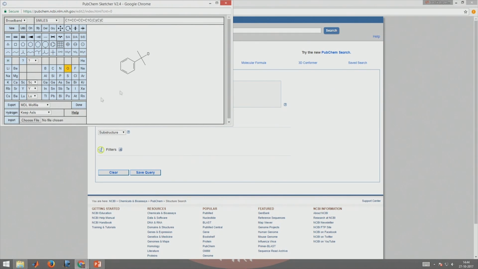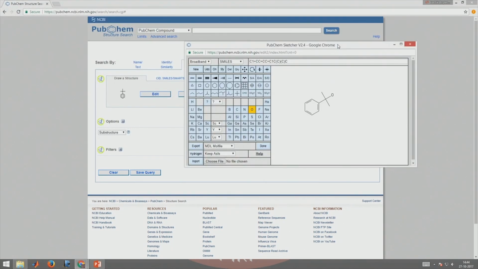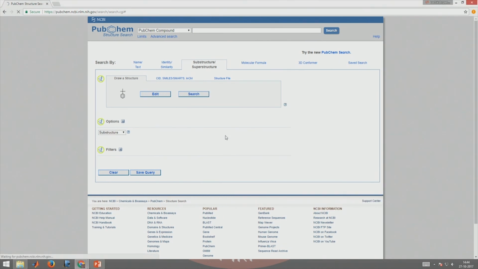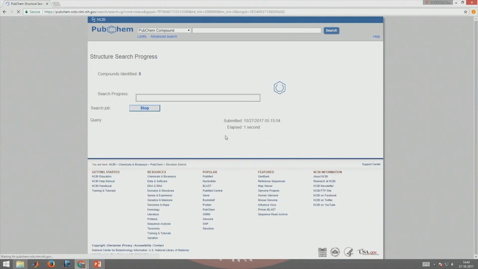So we can look at this, and then we can say, draw a structure, edit, search. It's waiting, query, so it's doing something. It will do a substructure search for molecules with that particular substructure. So this is called the PubChem database.